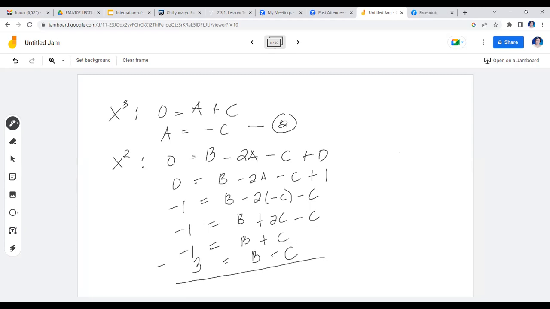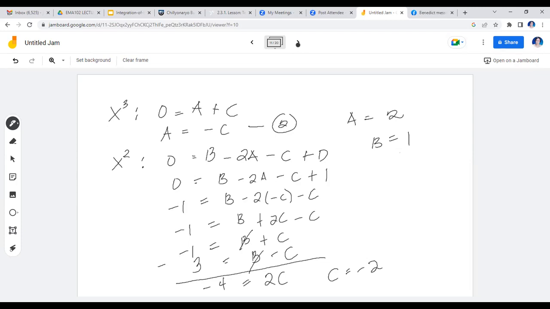So if we subtract, we eliminate the b. So you'll have negative 4 is equal to 2c. So c is equal to negative 2. If you know c as negative 2, it follows that a is equal to 2. If you know c as negative 2, you can substitute it to any of these two equations. So from here, if c is negative 2, that will be transferred on the other side. So you will have b is equal to 1.